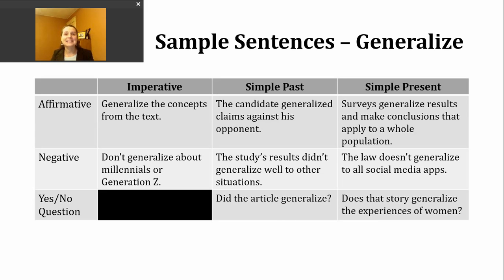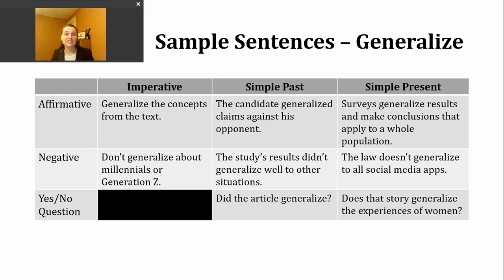But if our subject is he, she, or it, I'm generally going to need to add an S onto the base verb. And there are a couple spelling situations where it might be an ES, but here, with our verb of the day, generalize, we would just add an S if our subject was he, she, or it. Let's take a look at an affirmative example. Surveys generalize results and make conclusions that apply to a whole population.